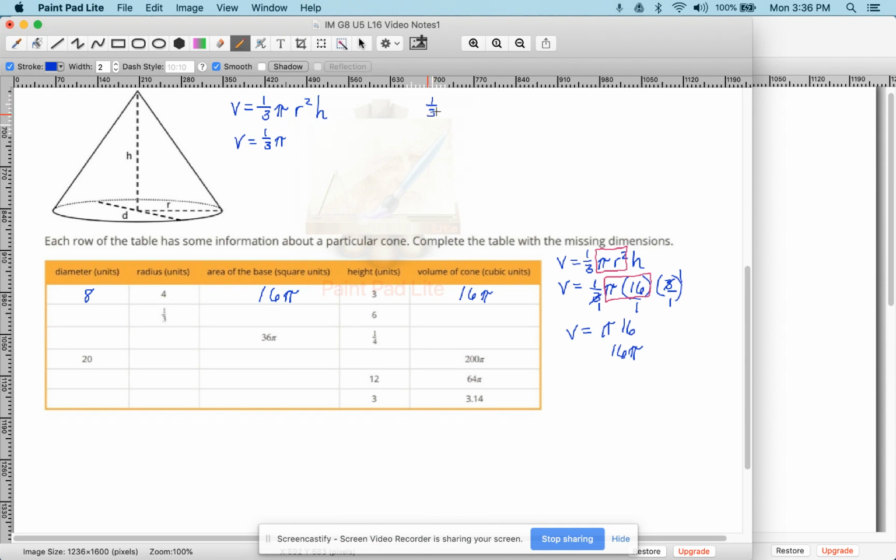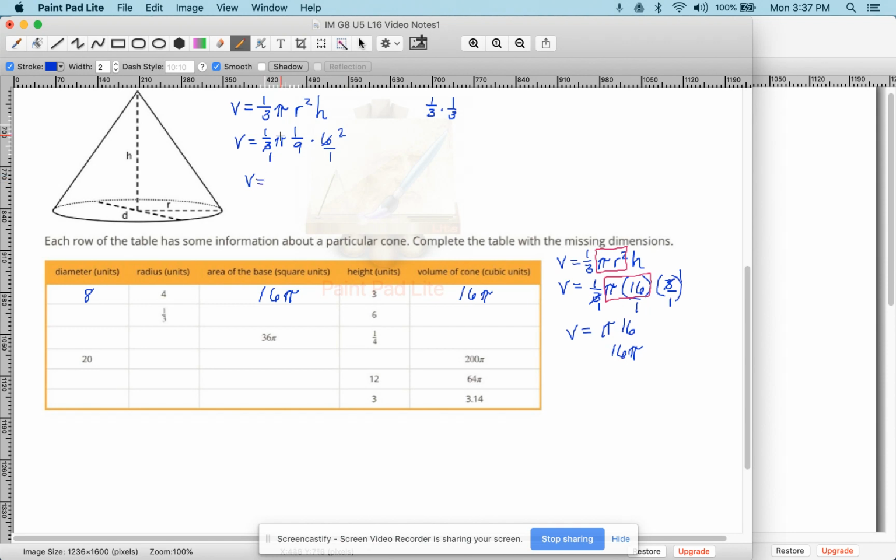So 1/3 times 1/3 is 1/9. So I have 1/9 for my radius squared. And then they gave us the height of 6, so this is like 6 or 6/1. And I can cross cancel. 3 goes into itself once. 3 goes into 6 twice.